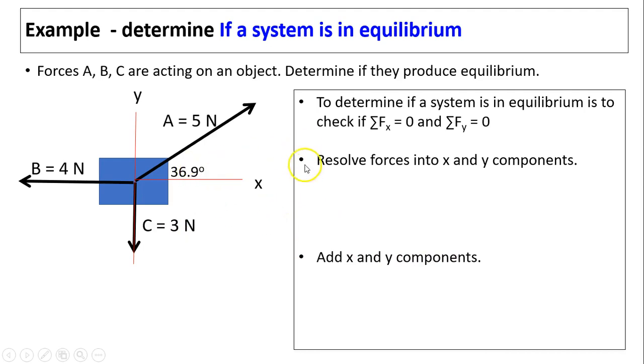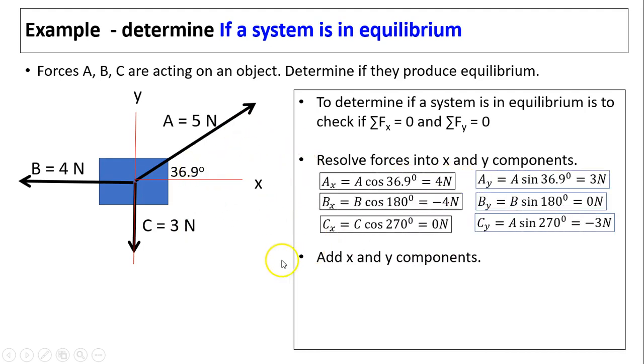To add vectors, first we have to resolve forces into x and y components. Take a look at A. Ax equals A cosine 36.9, which is 5 times cosine 36.9, which gives us 4 newtons. And Ay is A sine 36.9, which gives us 3 newtons. Similarly, B forms an angle with the x axis of 180 degrees, so Bx equals negative 4 newtons, and By is 0. B has no y component, and C has no x component, and its y component is negative 3 newtons.